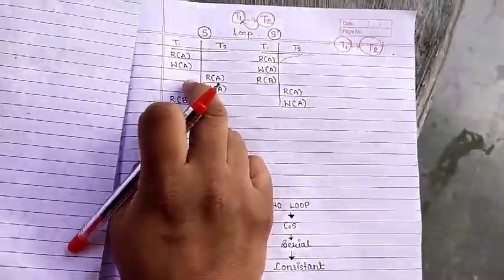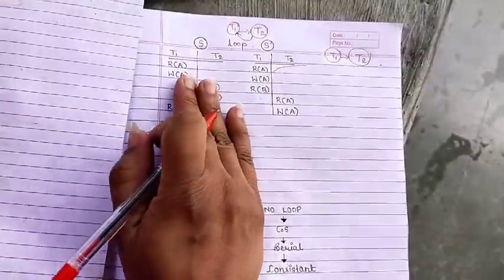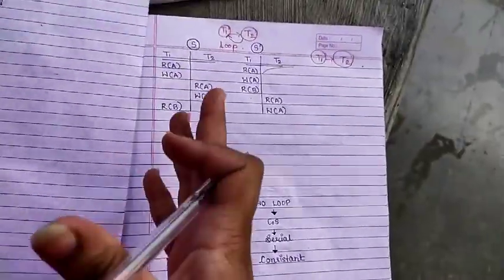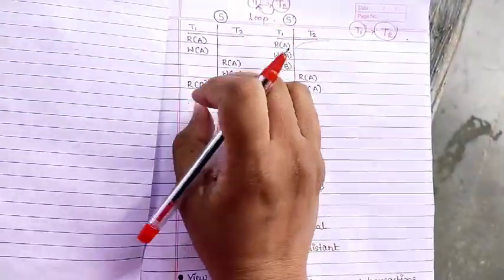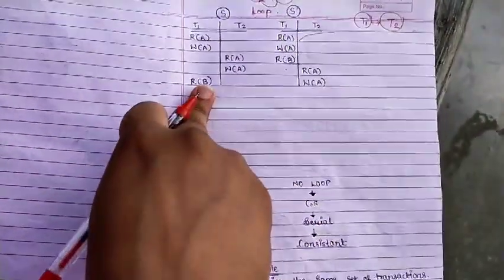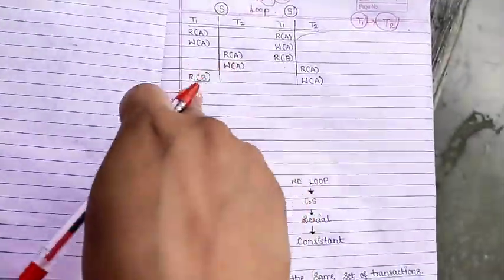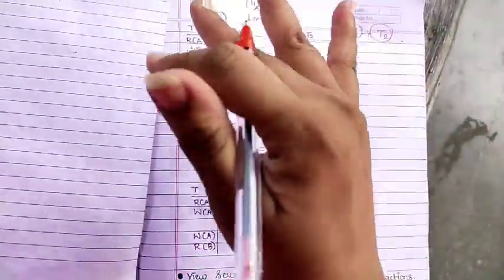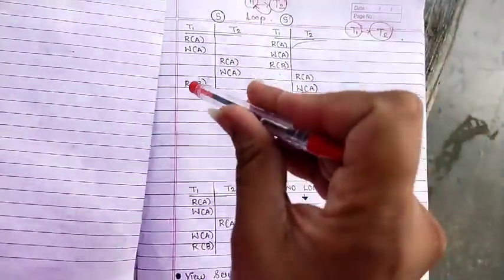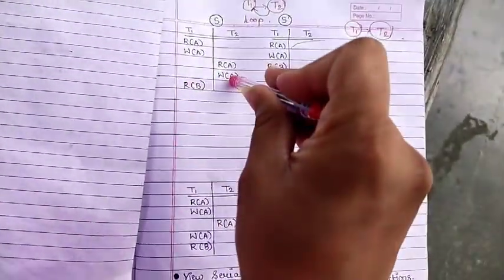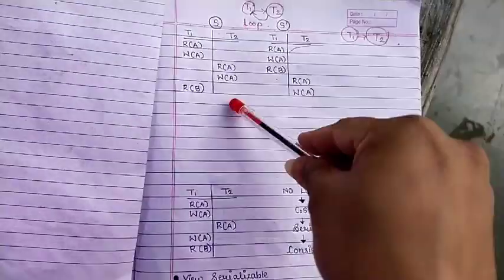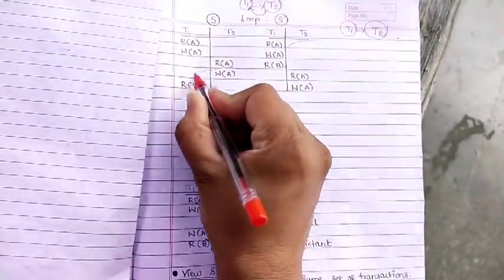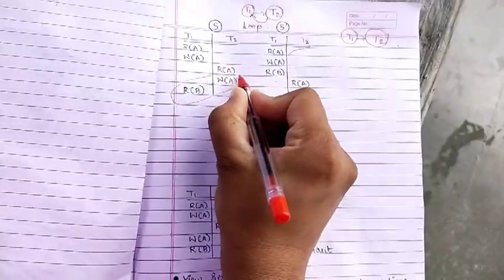Now we have to solve this schedule to make it equivalent to a serial schedule. So how to solve this problem? For whatever operations there are, we have to check the adjacent operations, and if both operations are a non-conflict pair, then we will swap or shift them. So we will check these two adjacent operations.